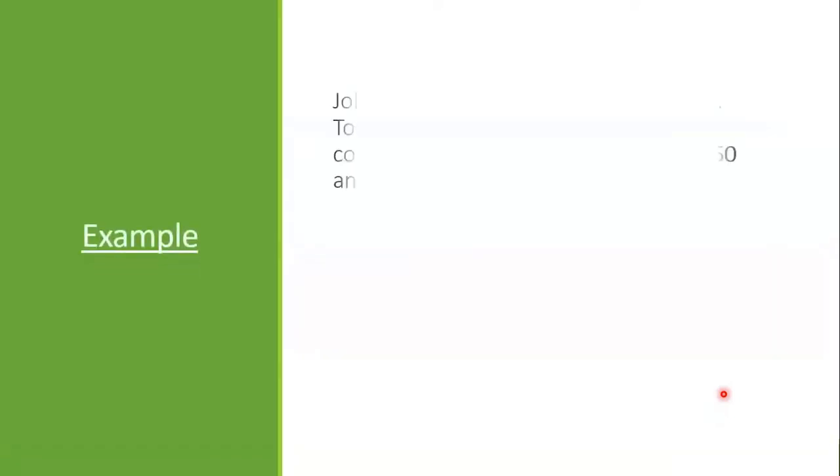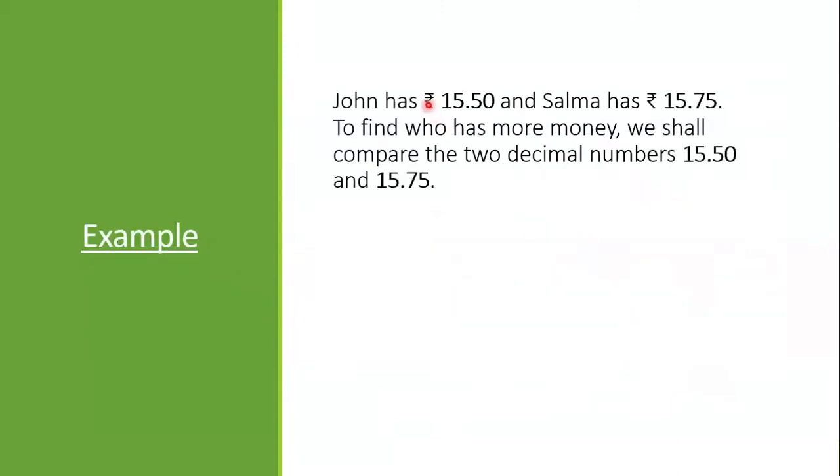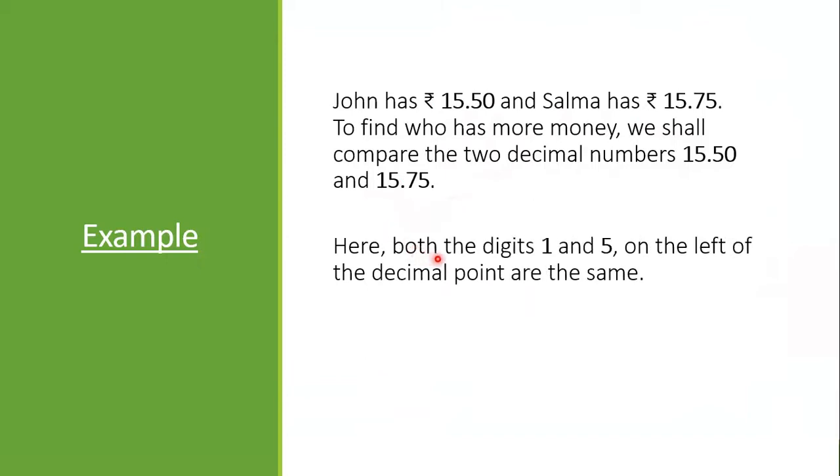Consider an example. John has rupees 15.50 and Salma has rupees 15.75. To find who has more money, we shall compare the two decimal numbers 15.50 and 15.75. Here, both the digits 1 and 5 on the left of the decimal points are the same. Here 1 5, here also 1 5. So both are same.